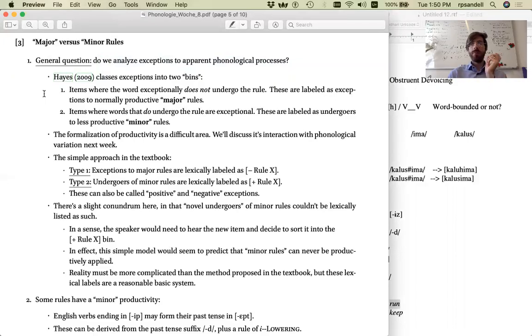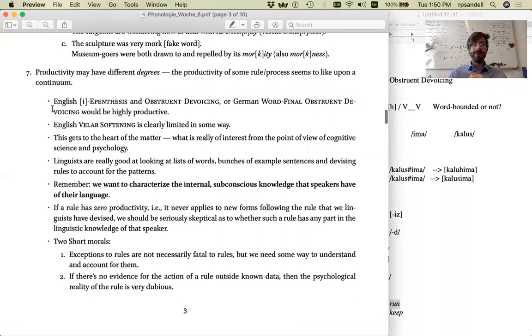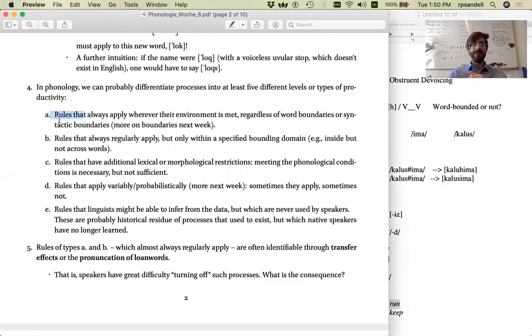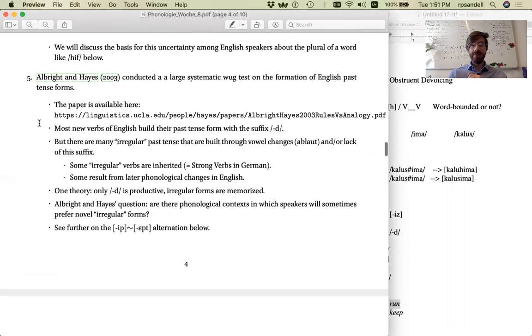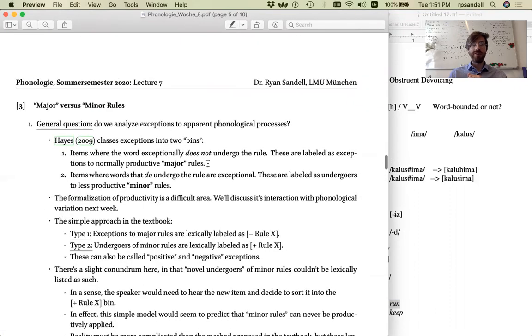So here the terms major and minor rule are used to mean that a major rule would be a phonological process of the language which we usually expect to apply all the time. That is, we expect it to be an instance of productivity type A or productivity type B. But there are some instances, some words or some contexts, in which the rule fails to apply.